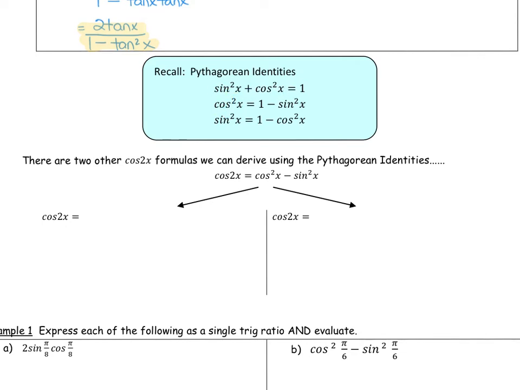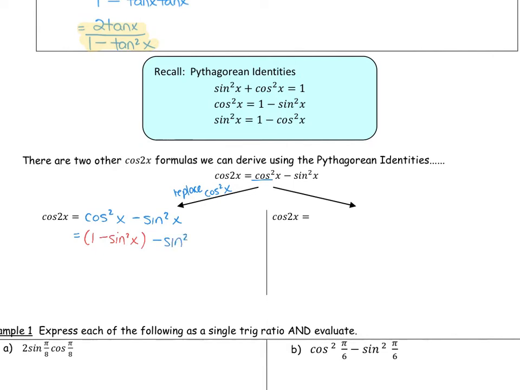So using that Pythagorean identity, there's actually two other formulas for cos of 2x, and I'll just show you. Basically, we're going to replace either the cos squared x or the sine squared x. So we'll do one here on the left. First, I'm going to replace the cos squared x. So we have cos 2x equals cos squared x minus sine squared x, that's from above. And I'm going to replace cos squared x with 1 minus sine squared x.